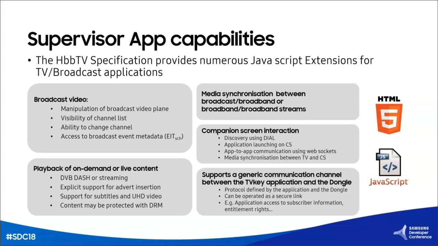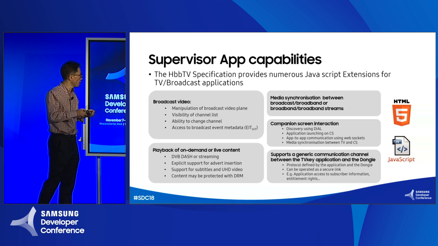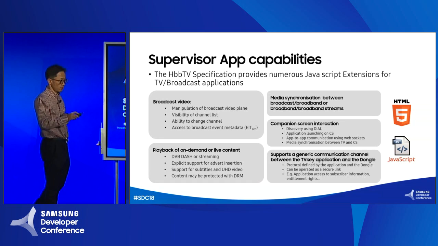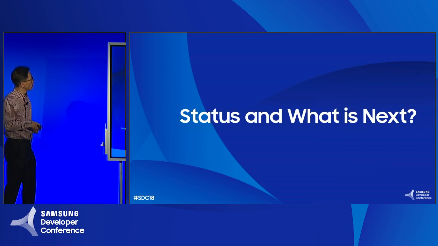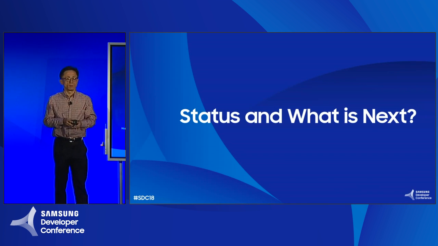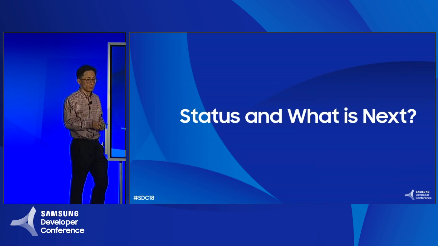And there are cases in which the dongle and the TV application need to exchange information with each other in private. So we can provide a private channel. This is the way to exchange things like user information. So that is the basic major functions of the TVkey that I explained so far. Then I will tell you the status of the TVkey and what will be next.